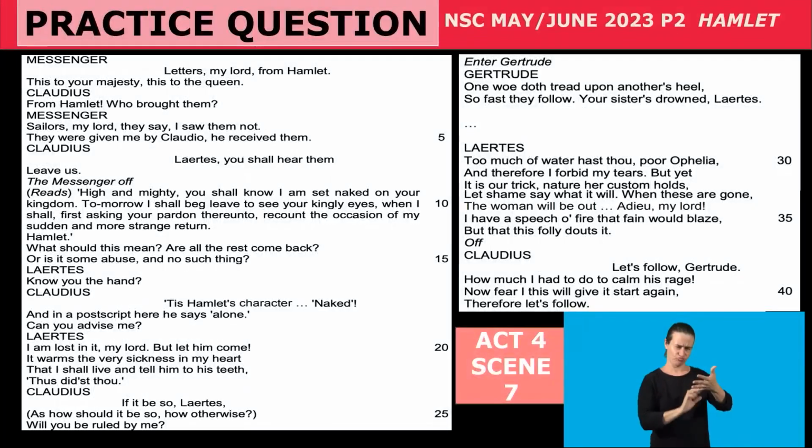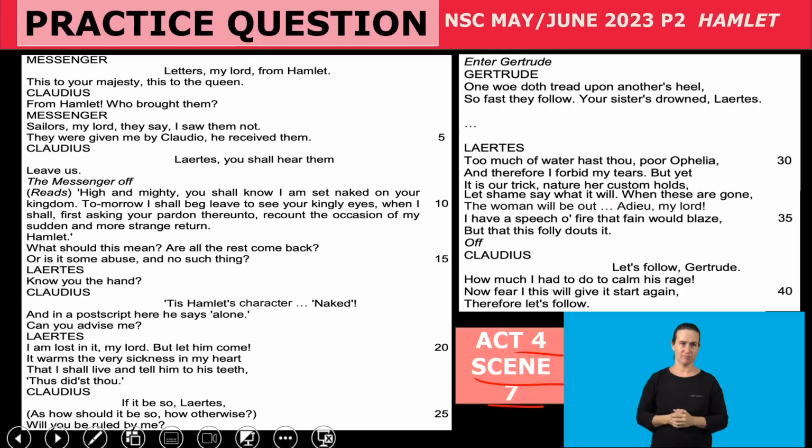Welcome back. Now, let's look at an extract from Hamlet and some contextual questions thereon. In this specific extract, in Act 4, Scene 7, we are dealing with Gertrude informing Laertes that his sister has drowned. He has now arrived in Denmark at Elsinore Castle, and he realizes his father has passed, and now he also hears that his sister has drowned.